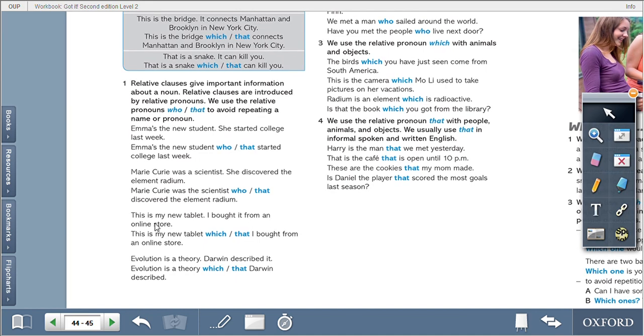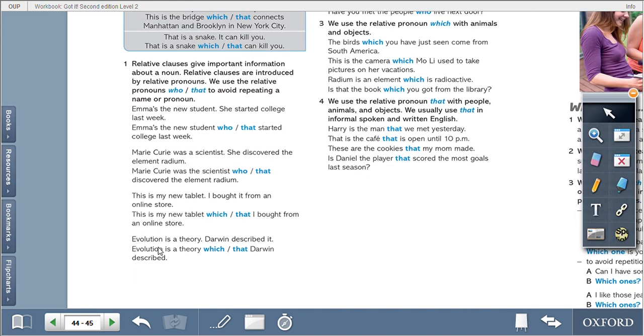Same here, this is my new tablet. I bought it from an online store. This is my new tablet, which or that I bought from an online store. And finally, we have evolution is a theory. Darwin described it, and evolution is a theory which or that Darwin described.